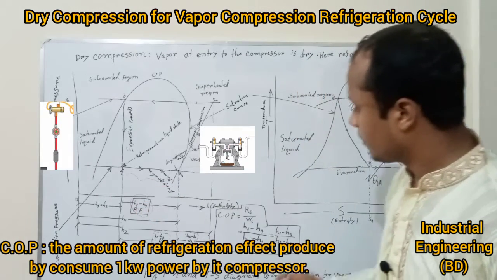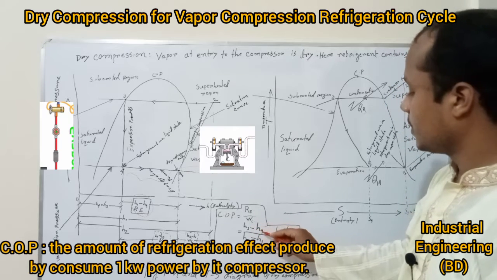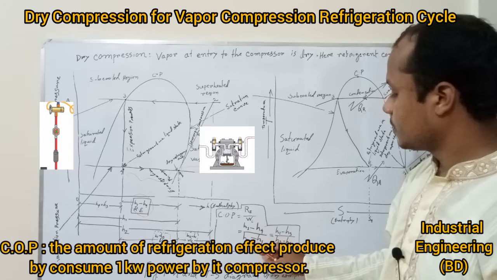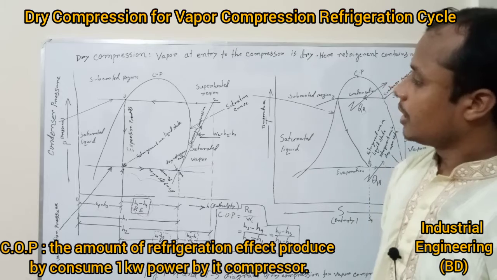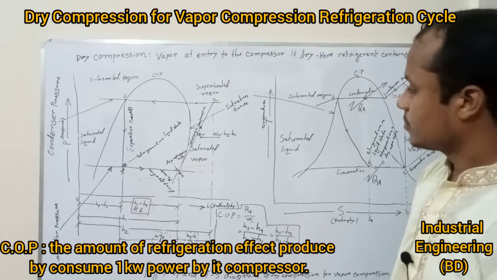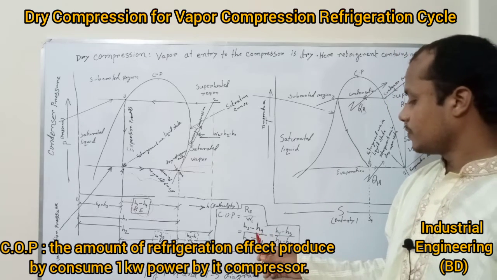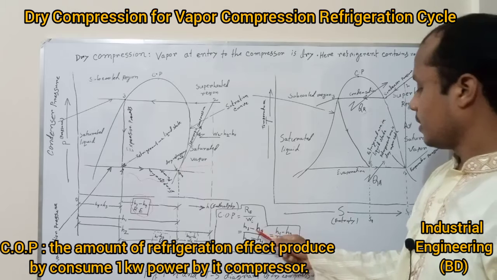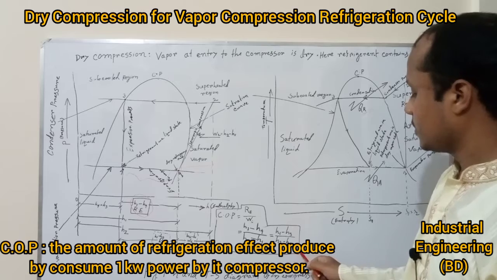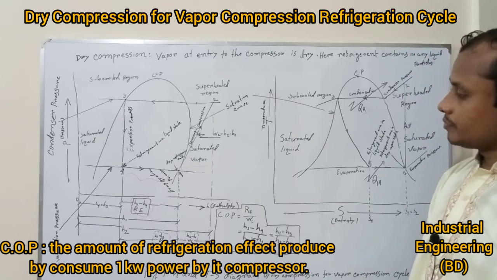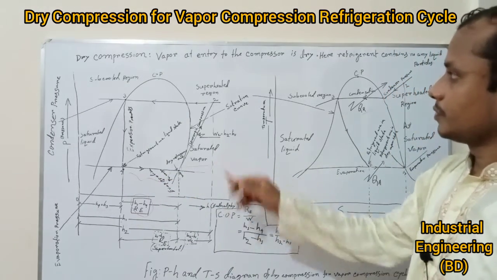H1 minus H4. So if we put in the value, the refrigeration effect is H1 minus H4 and the work done by the compressor is equal to H2 minus H1. Since the expansion process is at constant enthalpy, we can write H3 equal to H4. So if we write H3 equal to H4, we can see that the coefficient of performance is H1 minus H3 divided by H2 minus H1. So this is the pH diagram for dry compression.